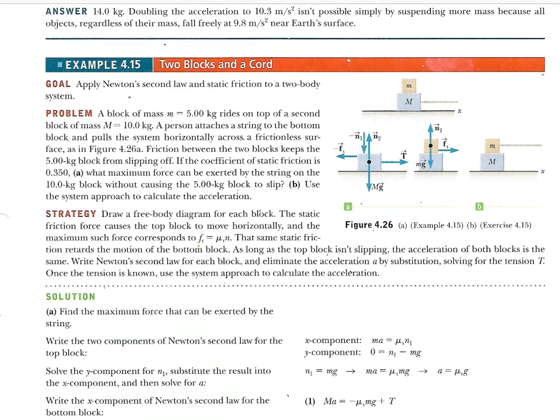Example 4.15, 2 blocks and a cord. A block of mass 5 kilograms rides on top of a second block of mass 10 kilograms. A person attaches a string to the bottom block and pulls the system horizontally across a frictionless surface. Friction between the two blocks keeps the 5 kilogram block from slipping off. If the coefficient of static friction is 0.350, what maximum force can be exerted by the string on the 10 kilogram block without causing the 5 kilogram block to slip?